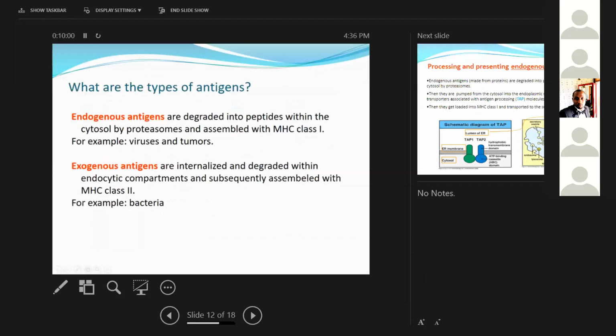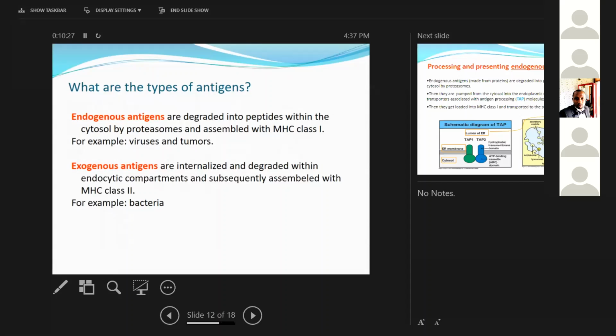So what determines whether this antigen or these peptides are displayed with MHC class 1 or MHC class 2? Which T lymphocyte will actually recognize the antigen? It all depends on the type of the antigen, and the route that the antigen took to enter the cell. So we have two major classes. We call them endogenous antigen and exogenous antigen.